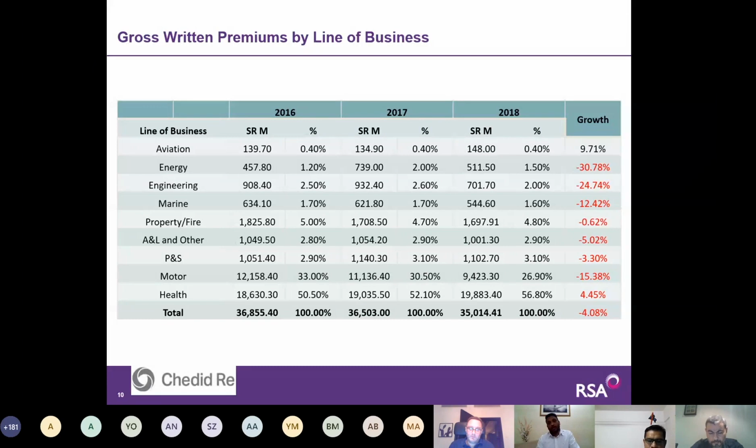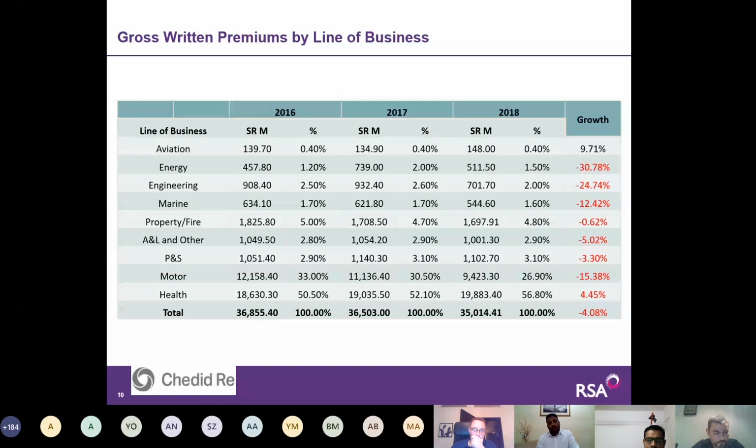So accident and liability, another line of business, which is almost 1.04 billion in 2016, 2.8% of the gross written premium in 2016, and 1.05 billion in 2017, which is 2.9% of the gross written premium, and 1 billion in 2018, which is as well 2.9% of gross written premium, which is also showing a negative growth of 5.02%.